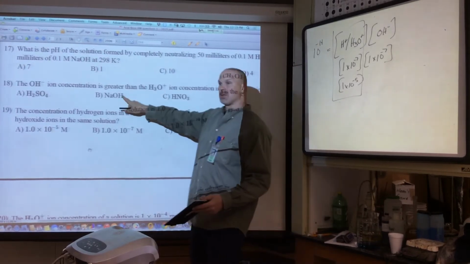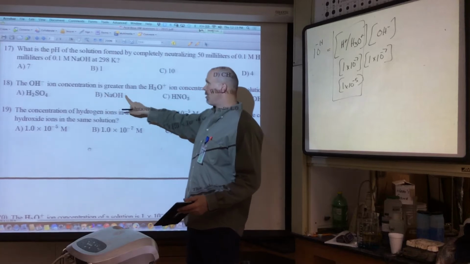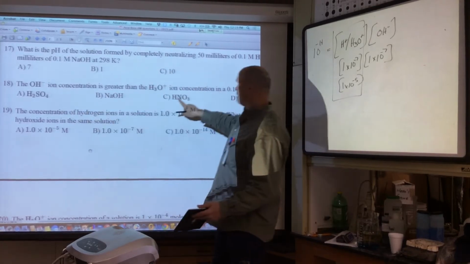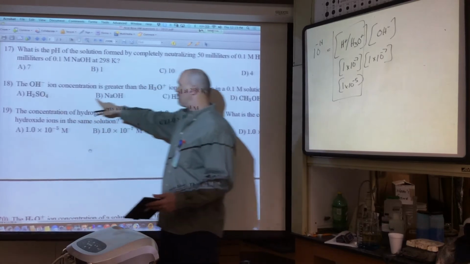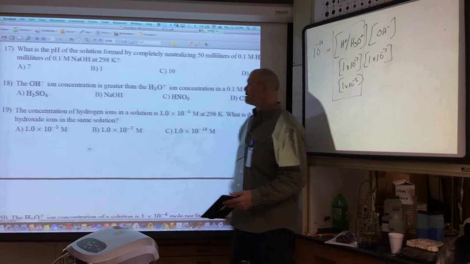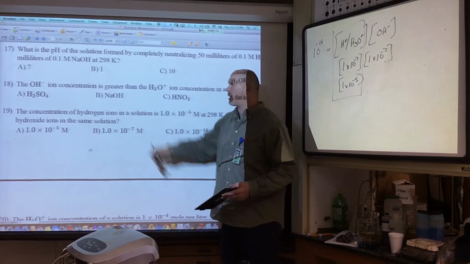You're looking for the base. Group 1 ion with a hydroxide. This is an acid. This is an acid. This is listed as an acid on Table K. L is listed as a base. It's more hydroxides, it's a base.